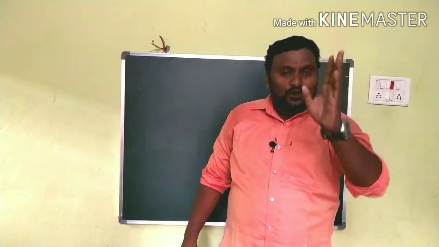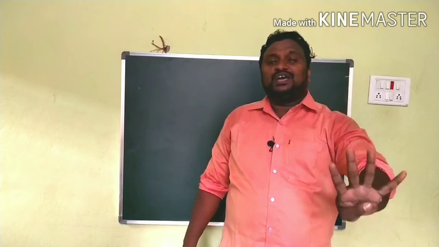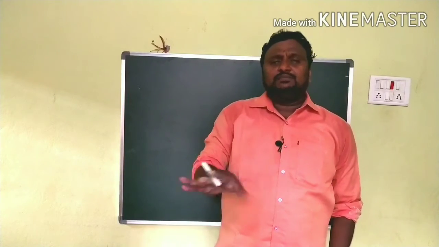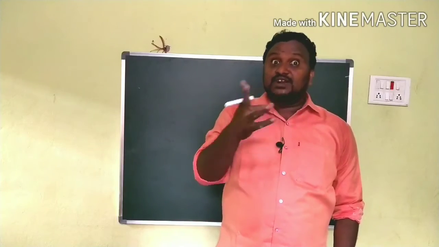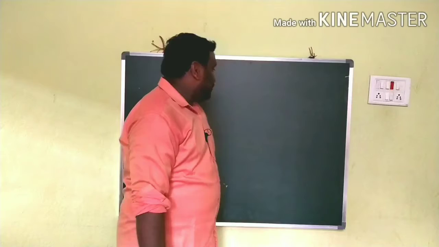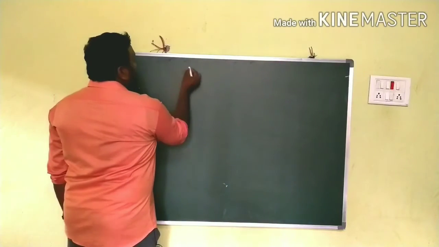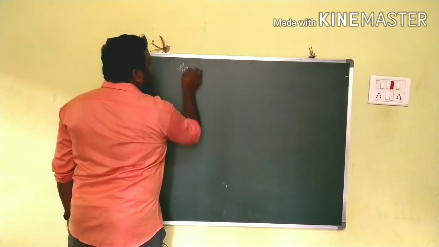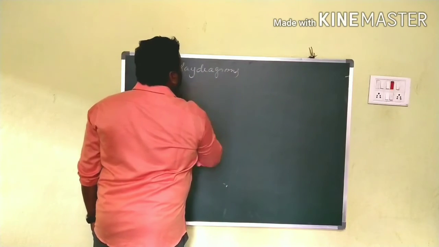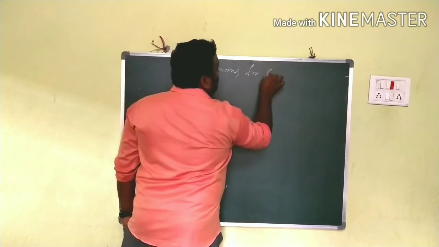So we have to follow the four rules as they are for convex mirror. Same to same, but ray diagrams are different. Rules are same, but ray diagrams are different. So now in this video, you will learn ray diagrams for convex mirror.